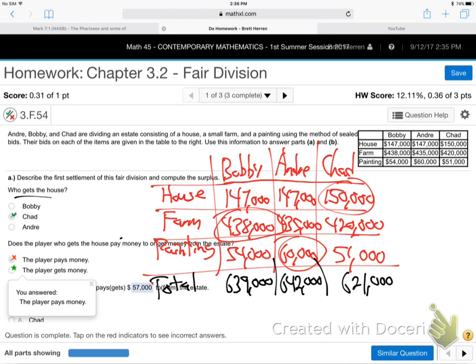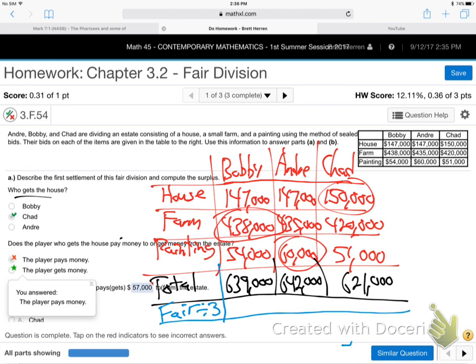All right. So you add them all up. That's total. And now below that, let's do fair. Now, what do I mean by fair? Well, that means divide by 3, right? Because there's 3 players in the game. So you just take those numbers. You take the 639, and you divide by 3. And that will be what?